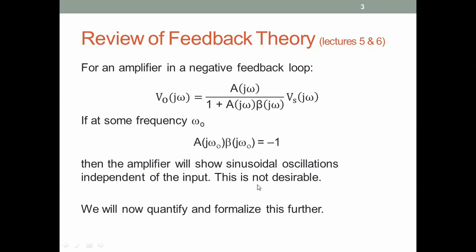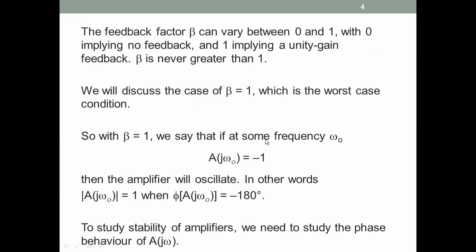So with this background, let us quantify and formalize this issue of stability and oscillations. I may have said this before, the feedback factor beta can vary between 0 and 1. 0 refers of course to no feedback, that is an open loop system. 1 implies a unity gain feedback, and beta is never made greater than 1 because greater than 1 means the closed loop gain is less than 1, which is never really of interest. The worst case situation from a stability perspective occurs when beta is equal to 1. So we will assume that beta is 1 in our discussions, and whatever results we arrive at will be valid for beta less than 1 also.